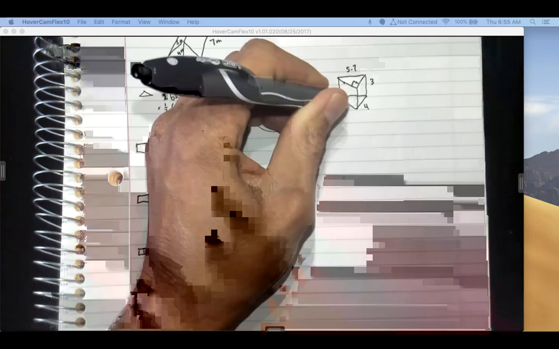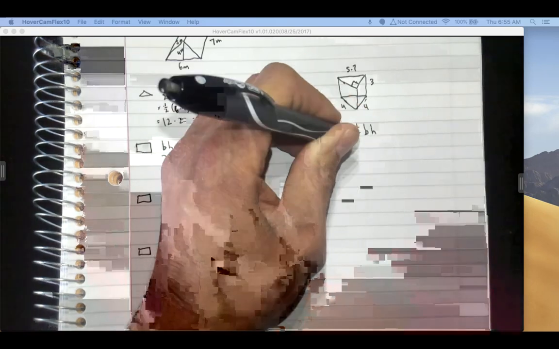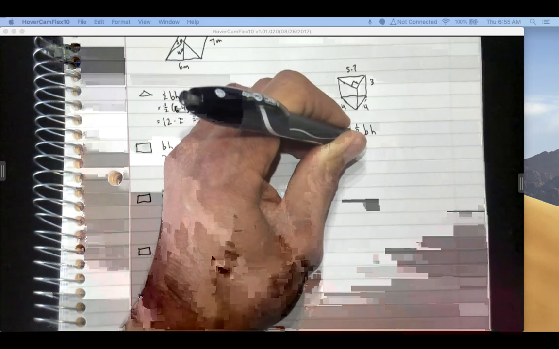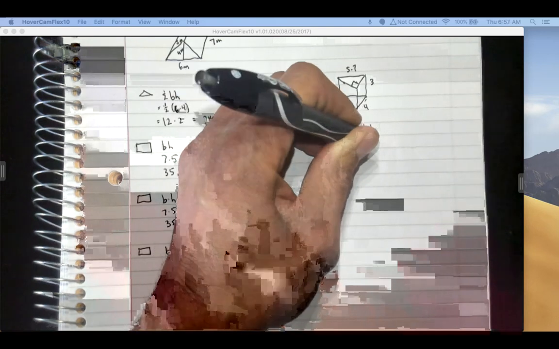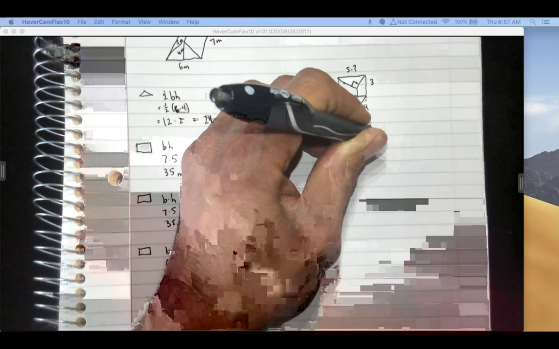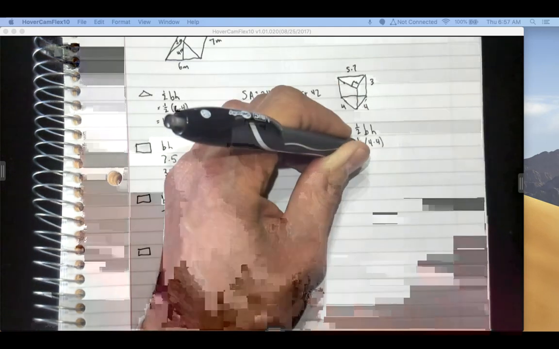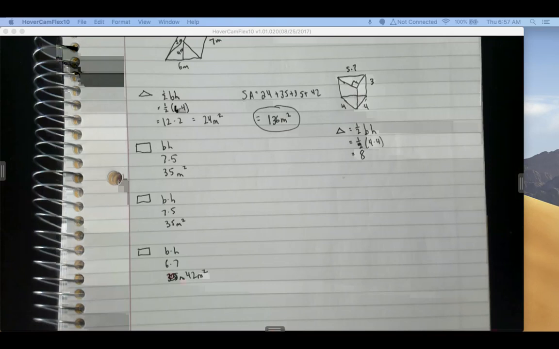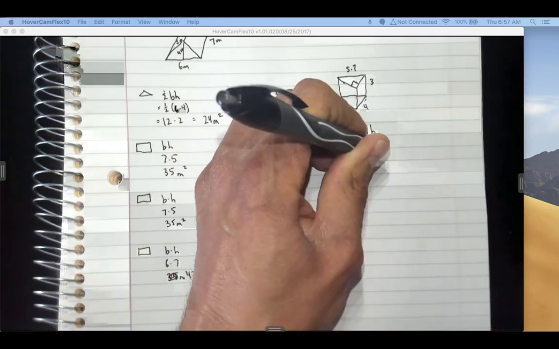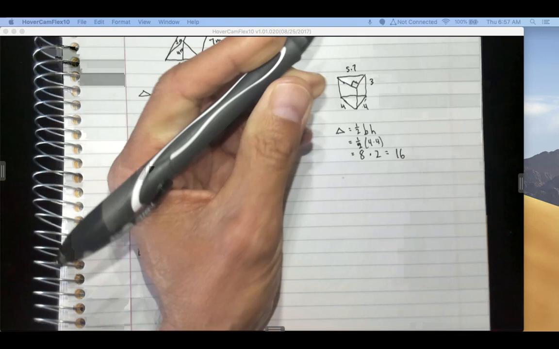Practice problem number 6. Not a good drawing again, sorry, but this is a right triangle. So this is the base and this is the height. And so for my triangles, it's 1/2 of the base times the height, or 1/2 of 4 times 4. That would be half of 16, which is 8. But then there are 2 of them. And so it would be 16 millimeters squared. So it's a really small rectangular prism.